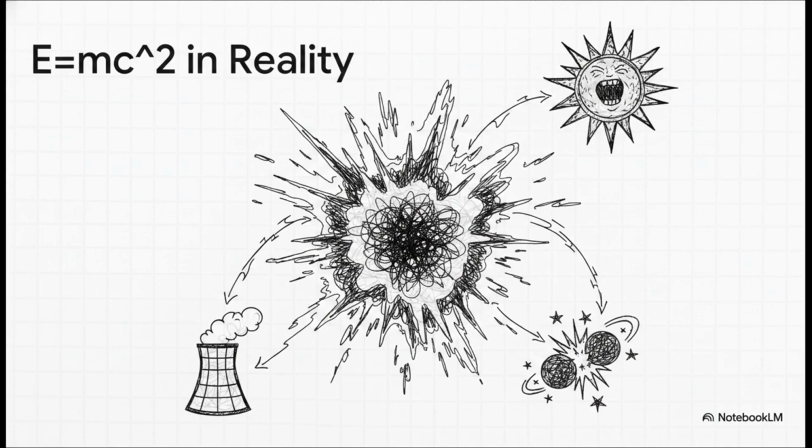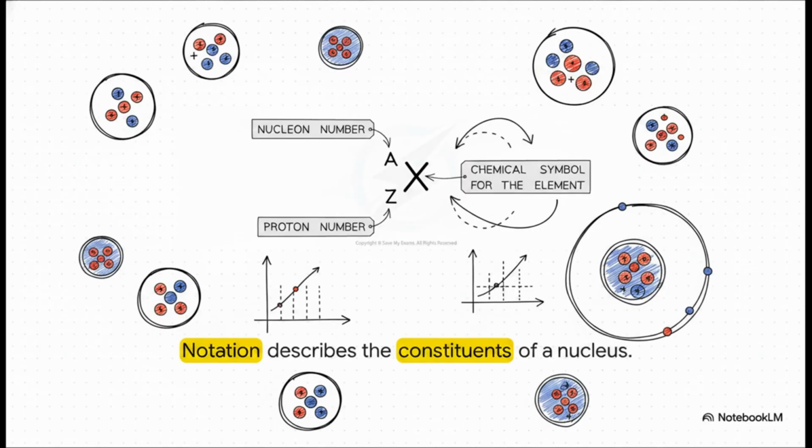Before we go too deep into the mechanics, let's explain standard physics notation. X is the chemical symbol of the element. A is the total number of protons and neutrons together. Z is the number of protons. This shows what element it is. The number of protons tells us exactly which element it is.